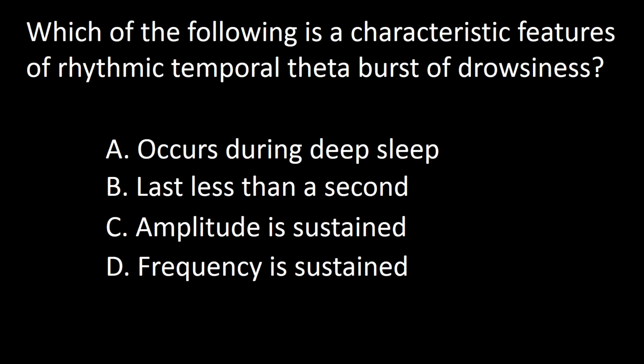Next question. Which of the following is a characteristic feature of rhythmic temporal theta bursts of drowsiness? A. Occurs during deep sleep. B. Lasts less than a second. C. Amplitude is sustained. D. Frequency is sustained.